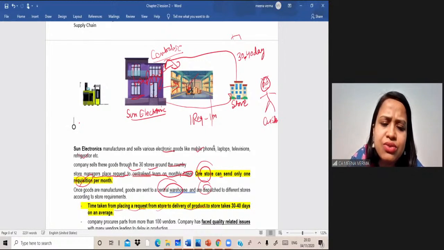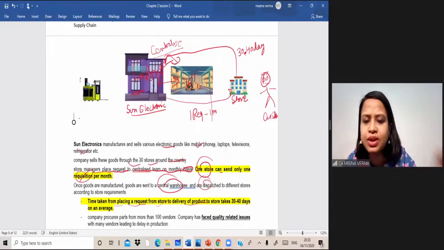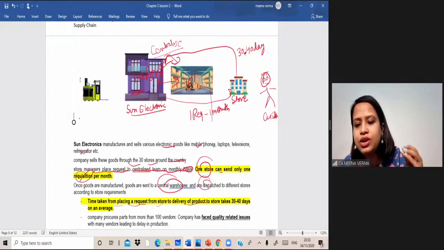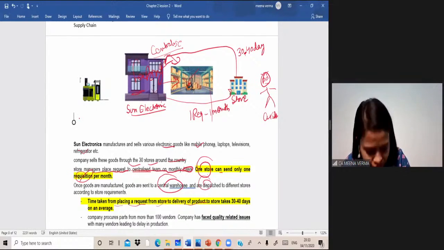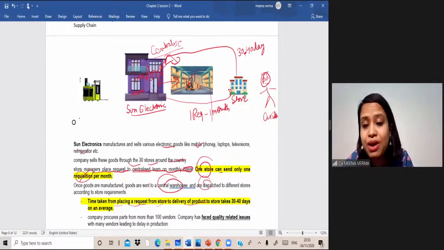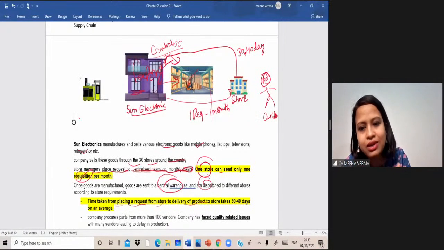So you can see it's a flaw in the present system. First, they are not doing this business on a pull system. It means whenever the customer demands, we buy the material, we order the material from the manufacturing place. This is not what happens in this case. Every store manager can send only one requisition in a month.